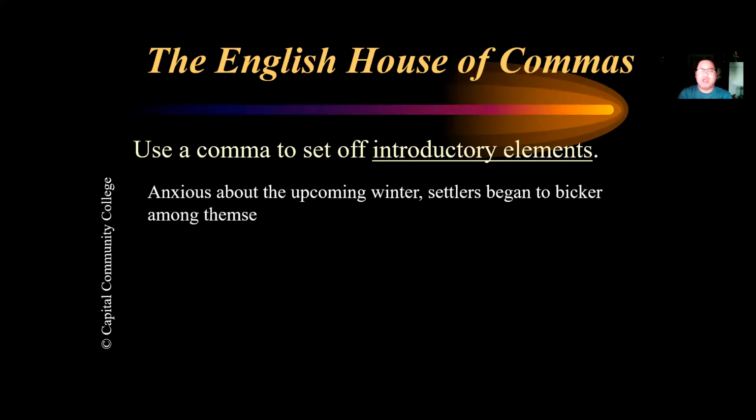This is a very long introductory element. Anxious about the upcoming winter. Okay, so that is not a complete sentence. So this is the intro sentence or intro element. Anxious about the upcoming winter. We put a comma and then followed by the complete sentence. Settlers began to bicker among themselves about supplies. So remember, if you have an introductory element or phrase before the actual sentence, there should be a comma, okay, in between them. Here's another example.